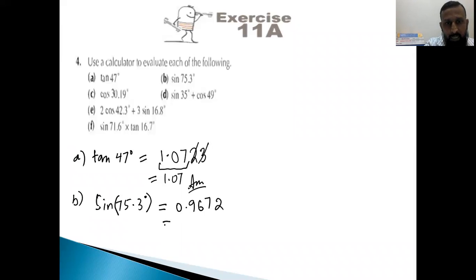Again, we'll round off the last digit and we'll try to give our answer correct to three significant figures. All right, dear students, I did part A.